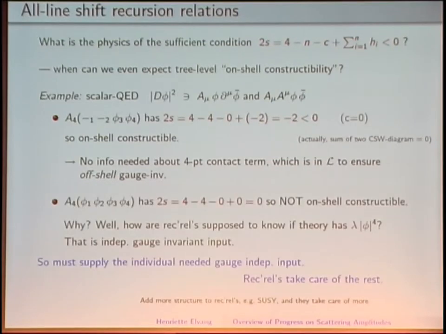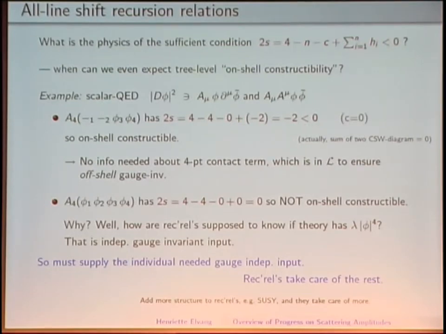Now, let me take an amplitude in the same theory, but involving 4 external scalars. I compute my S quantity here and find that it's 0, so that means the amplitude goes as order 1 for large C. So it's certainly not constructible by these means. Well, how can that be?